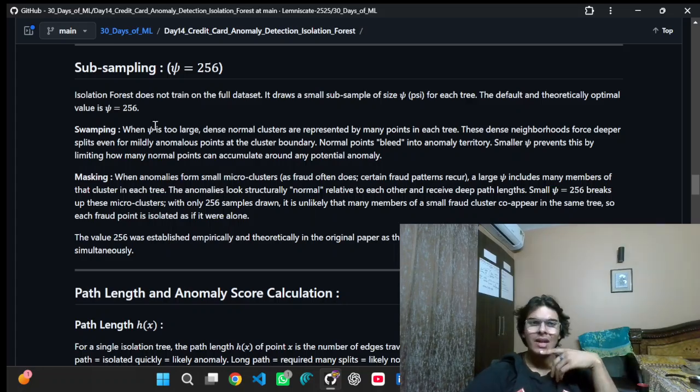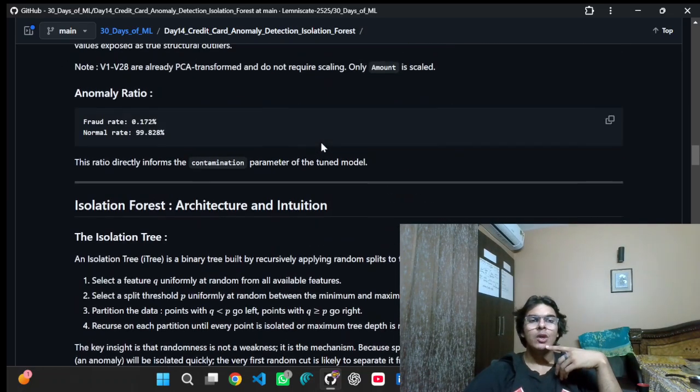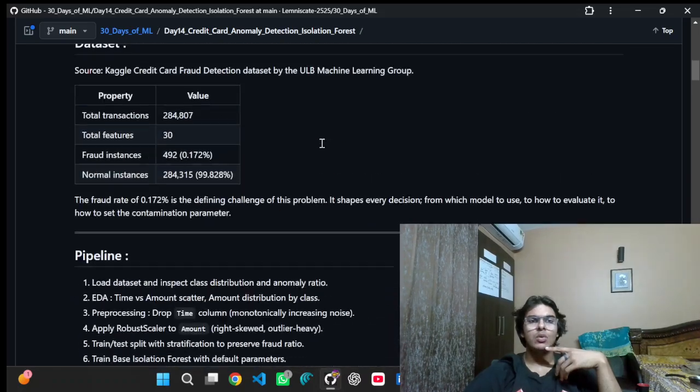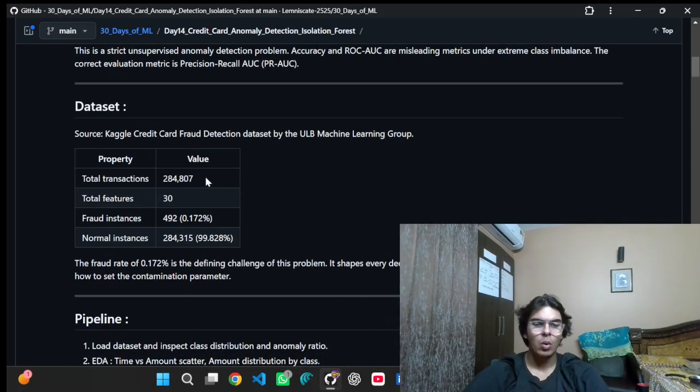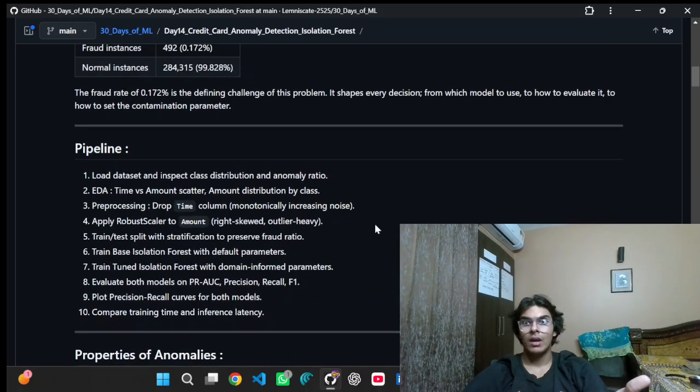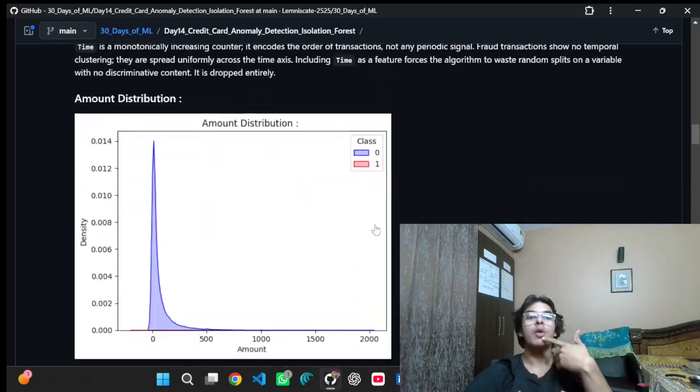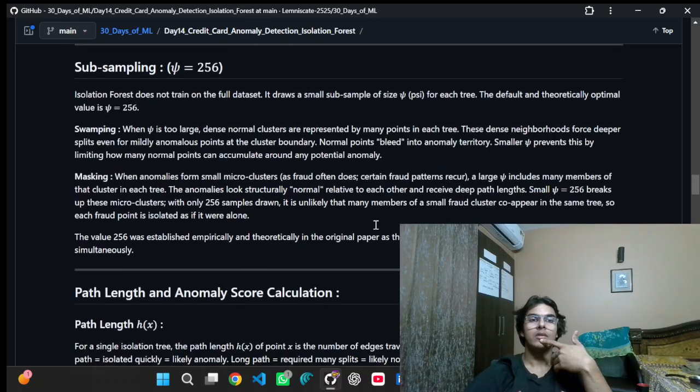A smaller value of the sample size, like the 256 we have taken here, where our total data set size was very huge. If we check out the whole, this was the whole size. We took 256, which is less than 1/10 of this. These types of values prevent the problem of swamping. Okay, this is very important.